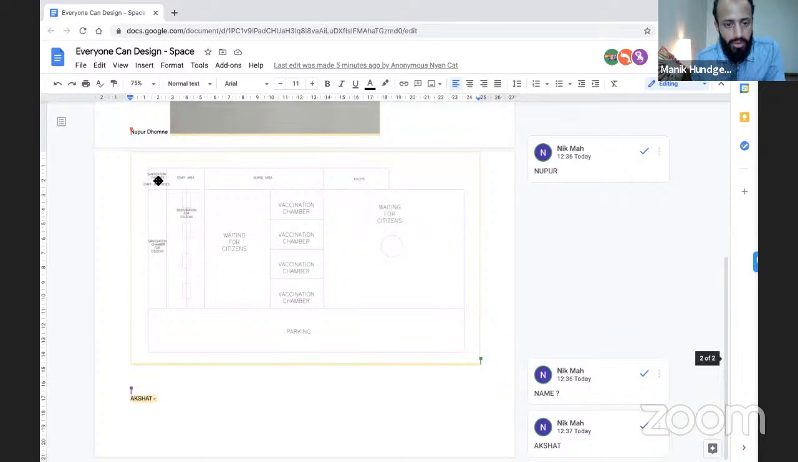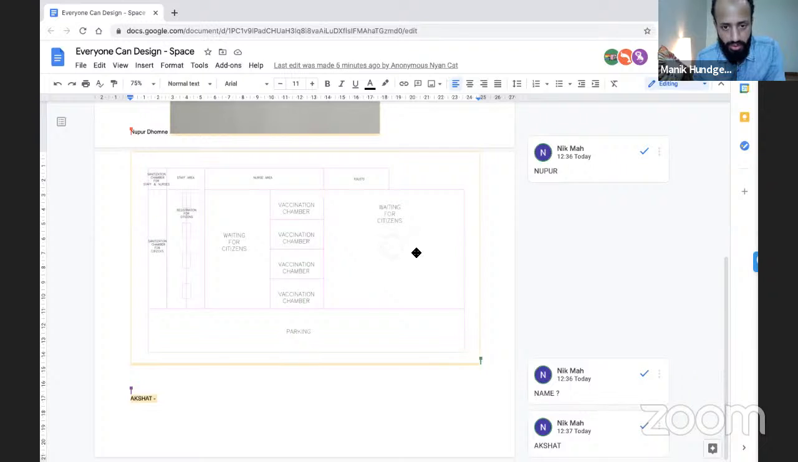So this layout shows two chambers. There's one sanitization. This is basically the staff area. There are toilets here, and there's a sanitization chamber for citizens, and a separate one for staff. So there is a segregation between how the staff is moving and how the citizens are moving. Then they go for registrations, then they go to the waiting area, then there are vaccination chambers.